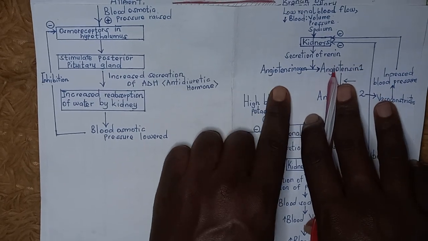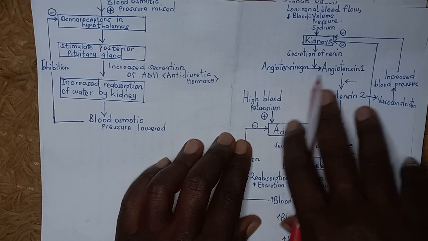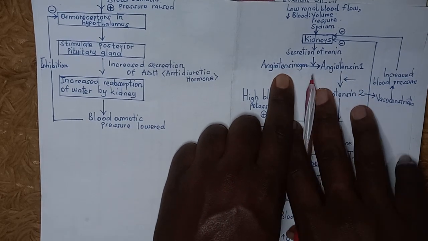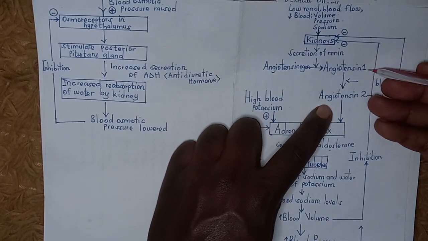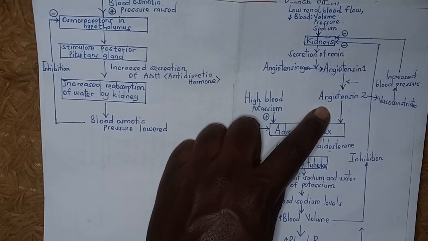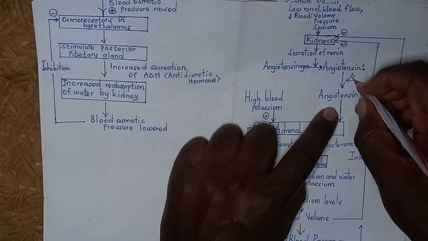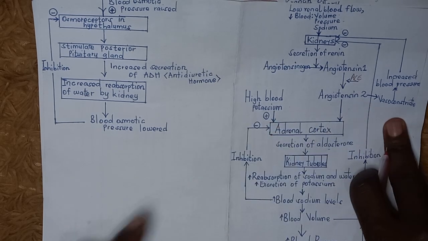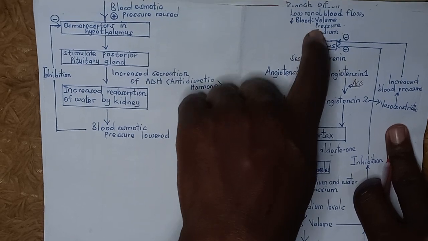So renin will activate the angiotensinogen to angiotensin. You see here, angiotensinogen is not active, so angiotensin will be activated. This angiotensin is more active. So angiotensin will be converted to angiotensin 2 by the ACE. This angiotensin 2 will cause vasoconstriction. As you can see here, we have said the blood pressure is low.